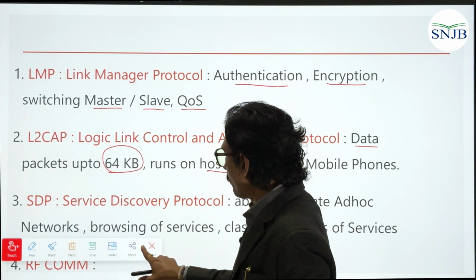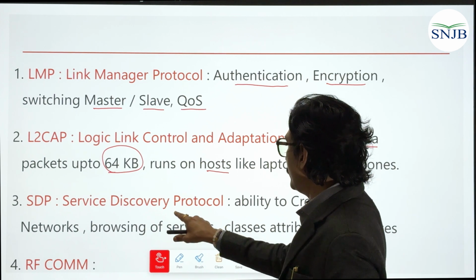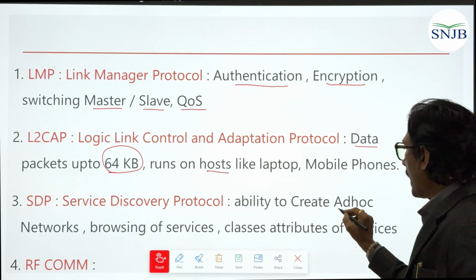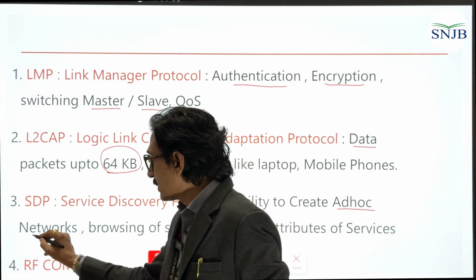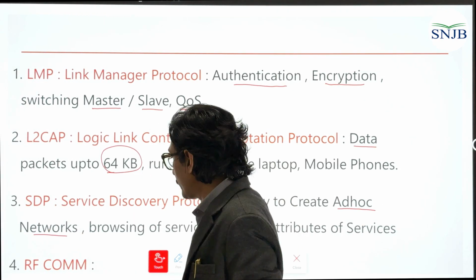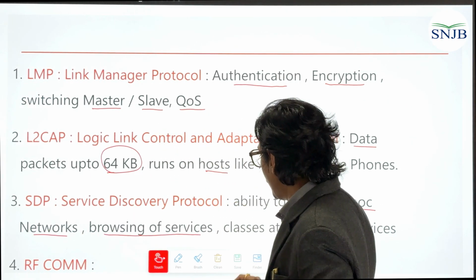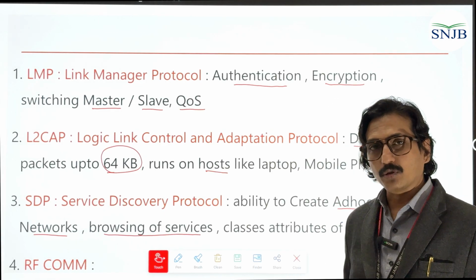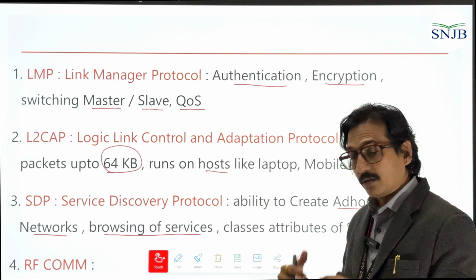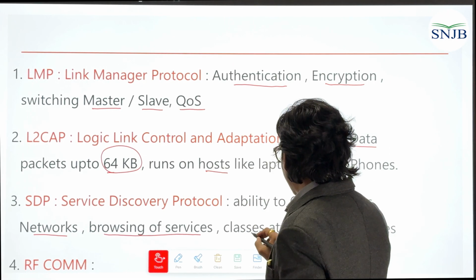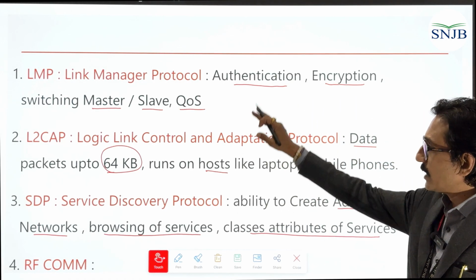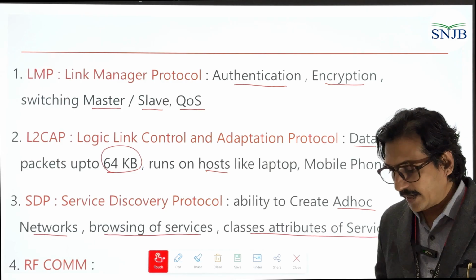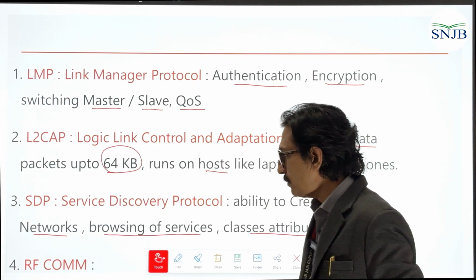This is service discovery protocol, which determines which service we are trying to use through the ad hoc network. Here we are connecting to diversified, heterogeneous networks. We are browsing services like audio services, video services, or any data services, and class attributes of the services. So this is about service discovery. It is related to the services only.